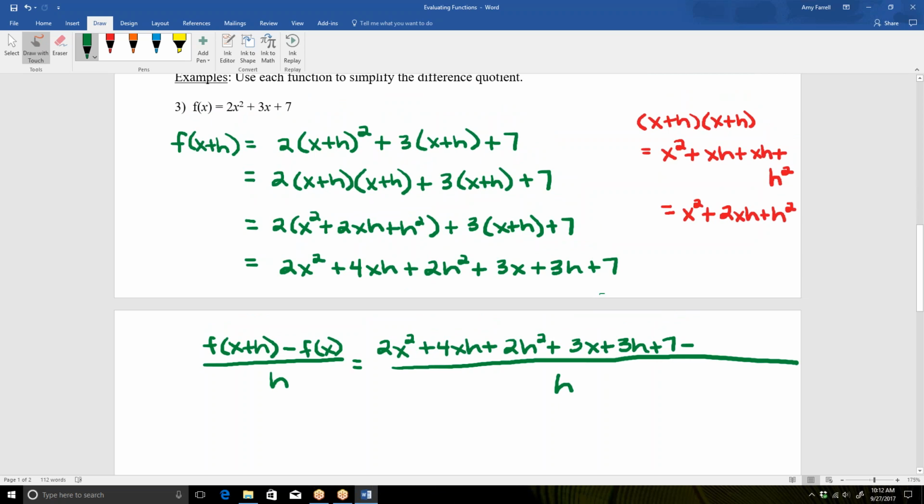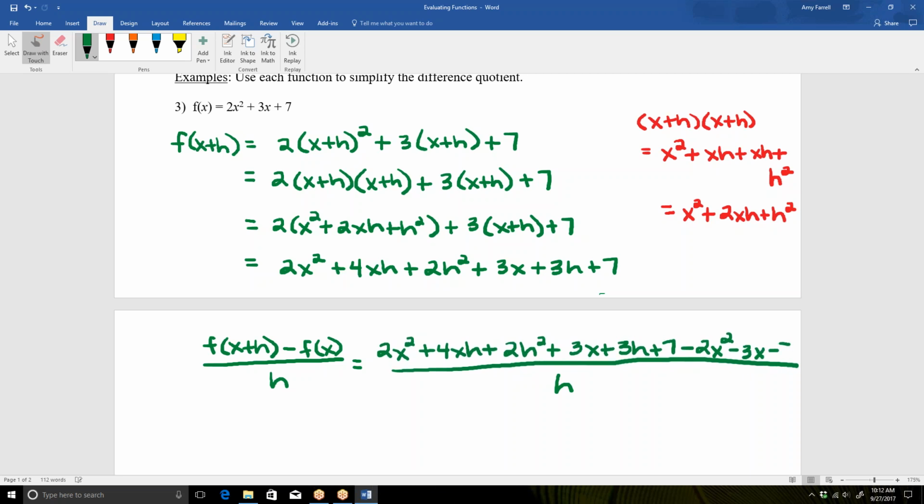So I'm going to subtract that 2x squared. I'm also going to subtract 3x. I'm also going to subtract 7. You're subtracting all terms in f of x. Notice that then all signs of f of x change because we're subtracting. Okay, so minus 2x squared minus 3x minus 7, all over h.